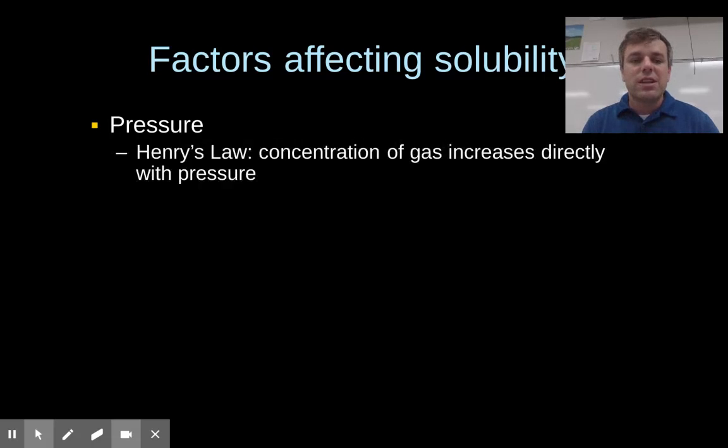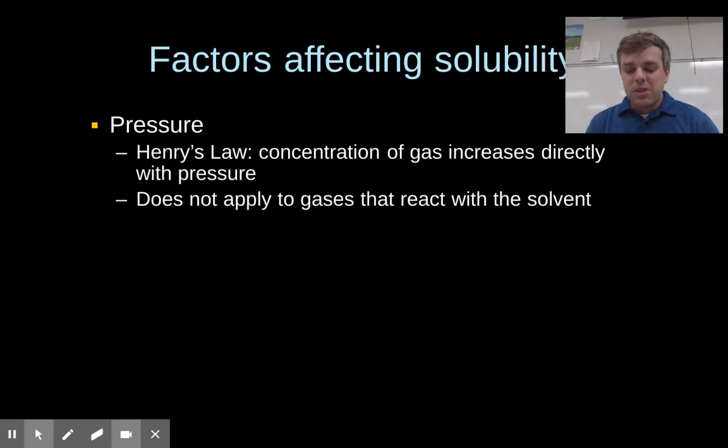Another factor that affects solubility is pressure. And there's this thing called Henry's Law. You don't need to know it's Henry's Law. You also should have seen it in the video the other day. But it says that the concentration of gases increases directly with pressure. It does not apply to gases that react with the solvents.